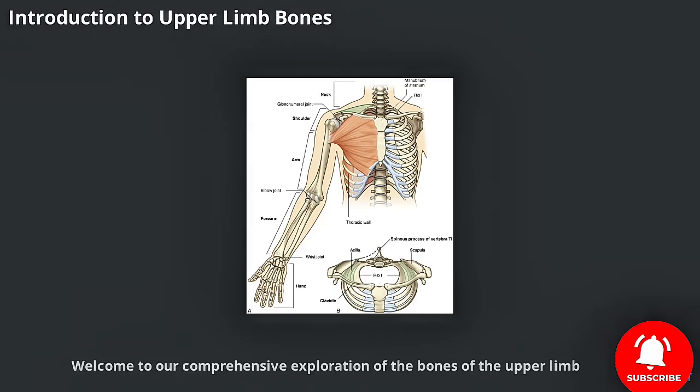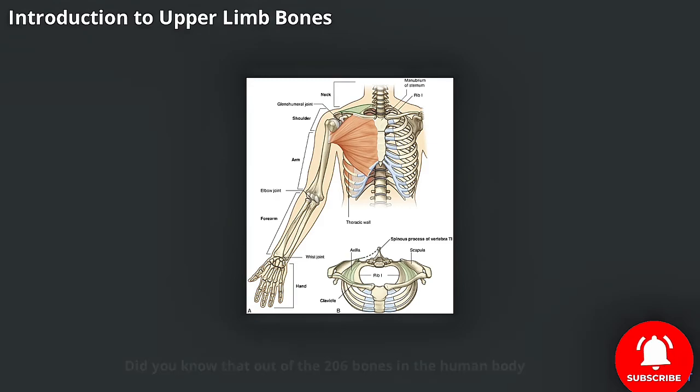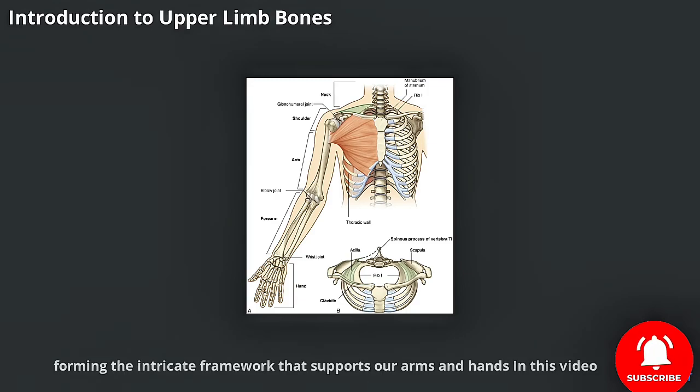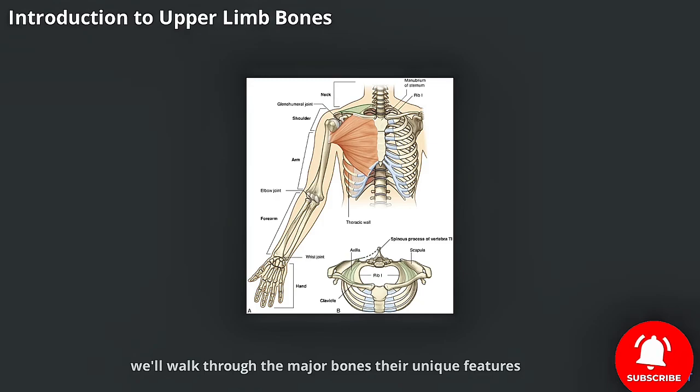Welcome to our comprehensive exploration of the bones of the upper limb. Did you know that out of the 206 bones in the human body, a remarkable 64 are found in the upper limbs? Each side contains 32 bones, forming the intricate framework that supports our arms and hands. In this video, we'll walk through the major bones, their unique features, evolutionary background, and clinical significance.